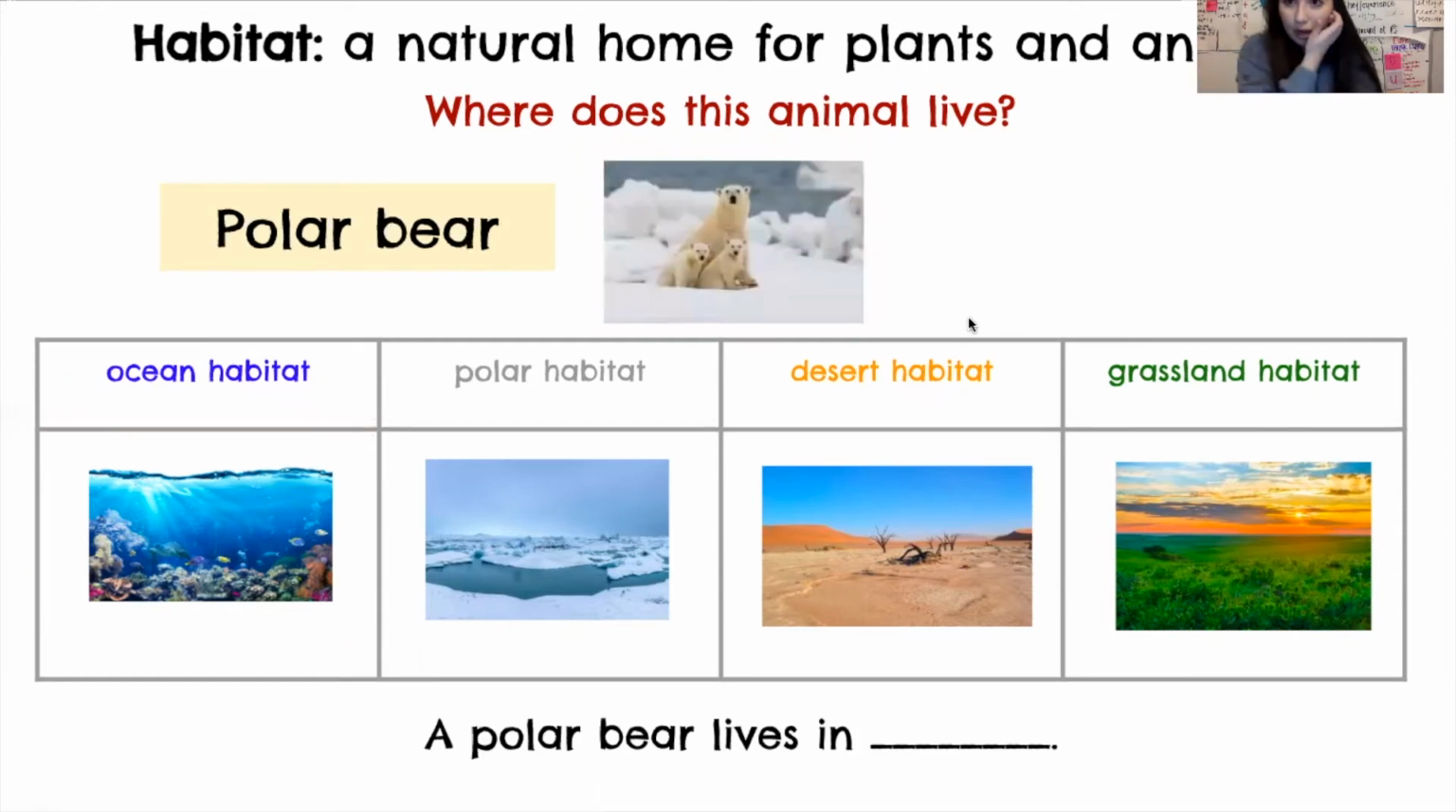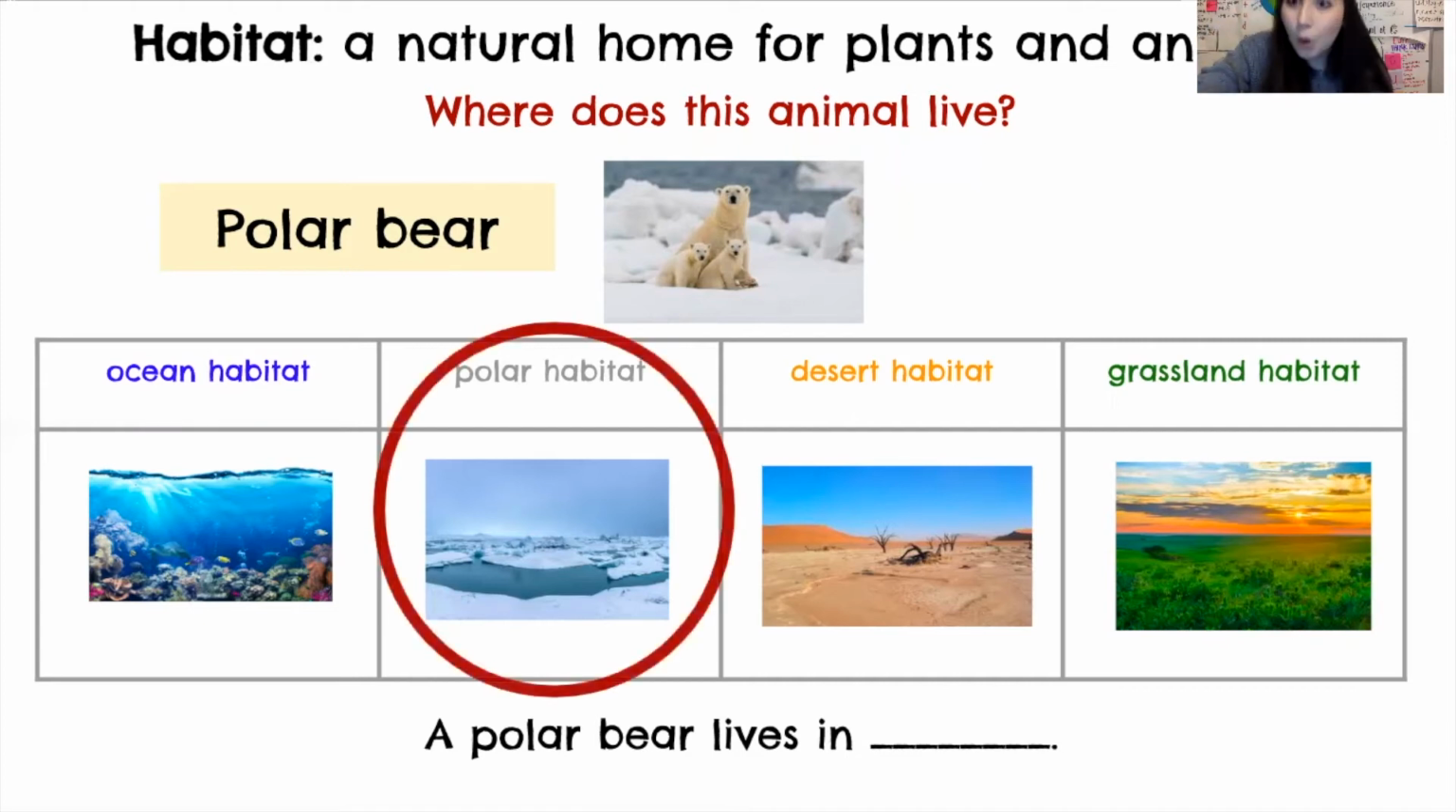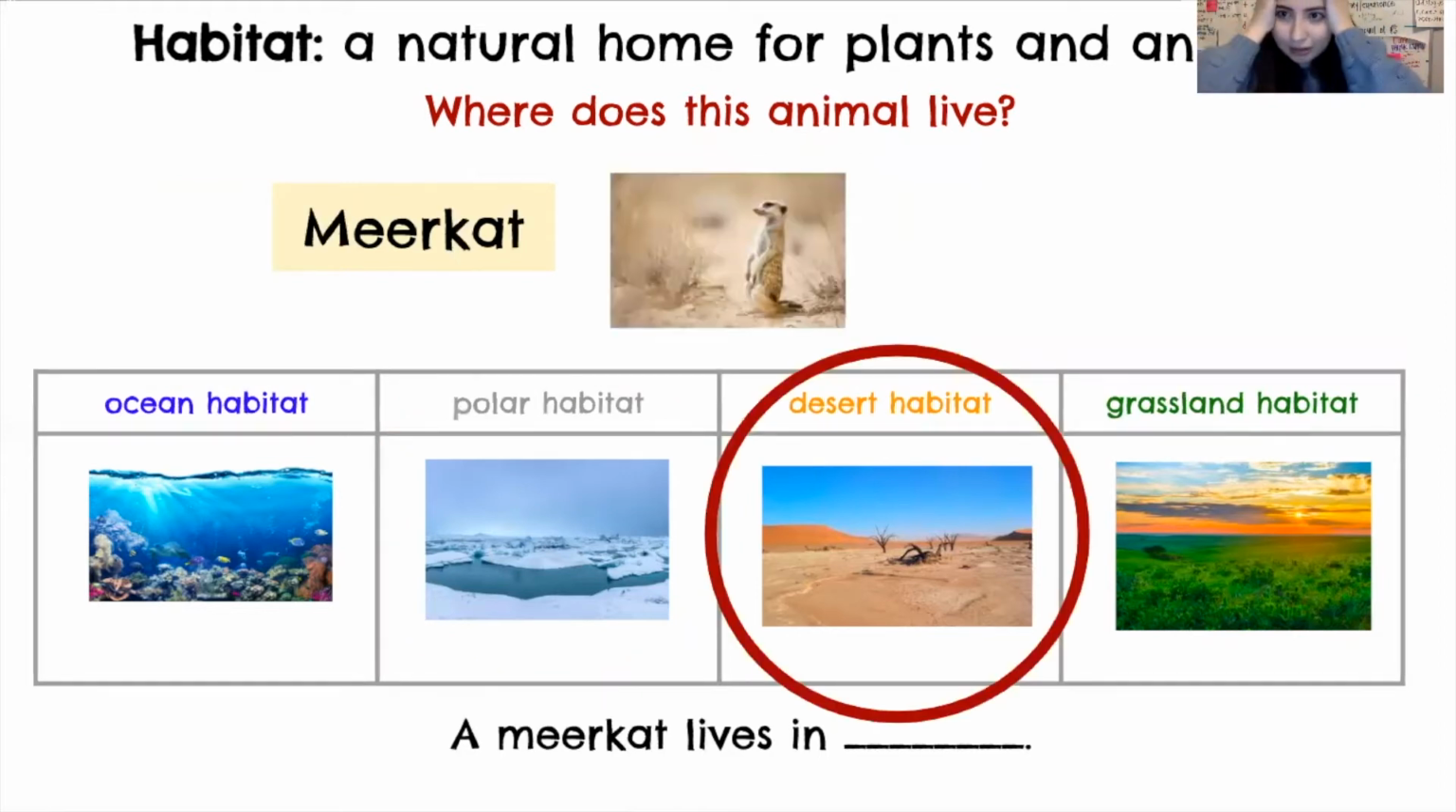Okay, let's try this one now. Polar bear. Where does a polar bear live? A polar bear lives in. Are we ready for that answer? Let's take a look. A polar habitat. It's in the name. A polar bear lives in a polar habitat. Nice. Oh my goodness, I gave the answer to the next one, but that's okay. We've done a lot of practicing and we know that a meerkat lives in the desert.